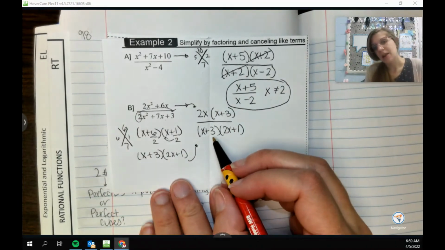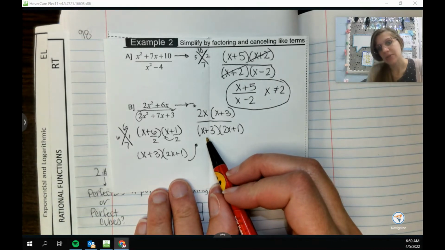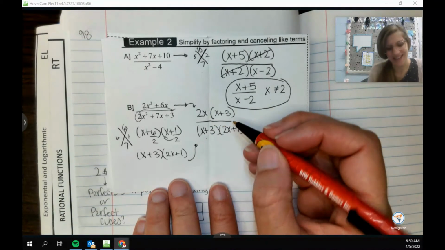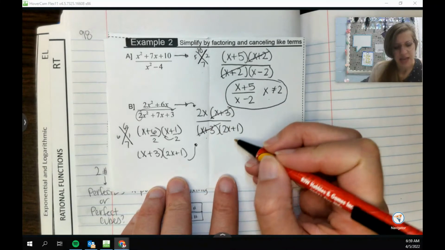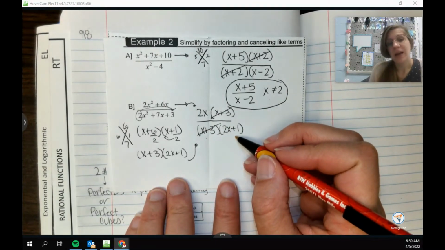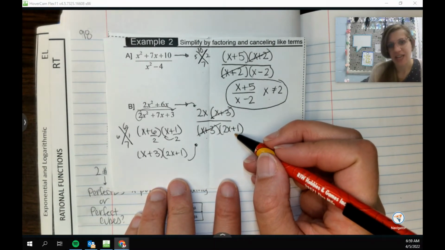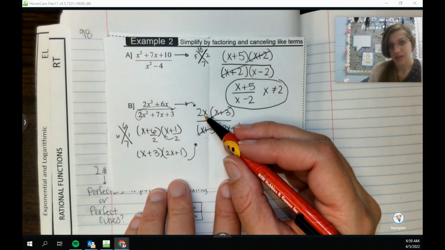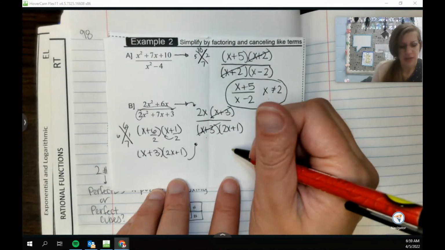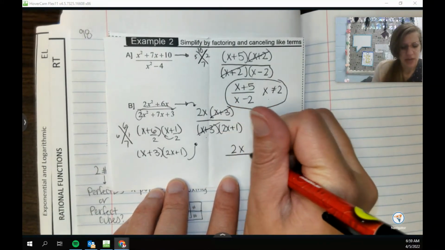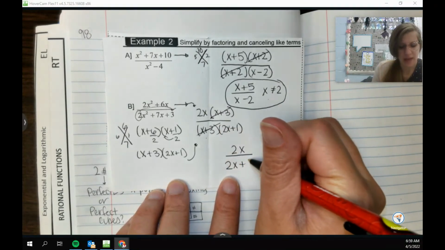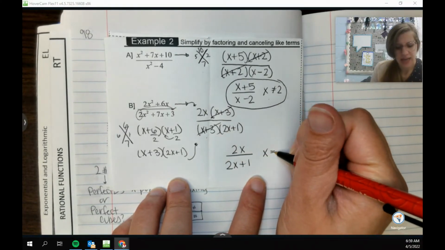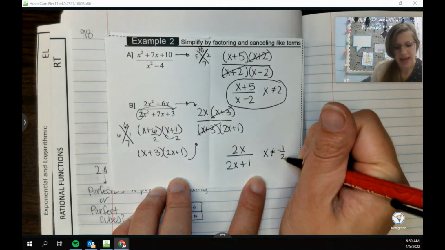So looking at my denominator, if I had a factor of x plus 3 in the numerator, I could cancel it, so I can do that. And if I had a factor of 2x plus 1, I could cancel it, but I don't. That's just a 2x, so we have to leave that. So we have 2x on top, 2x plus 1 on bottom. X cannot be -1/2.